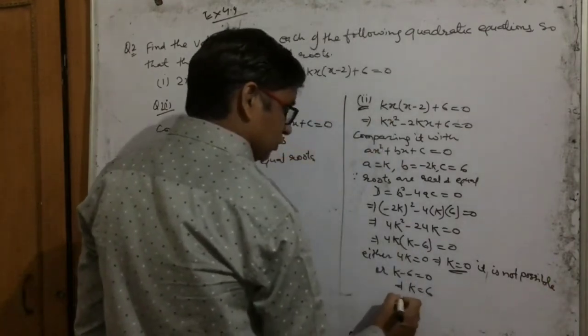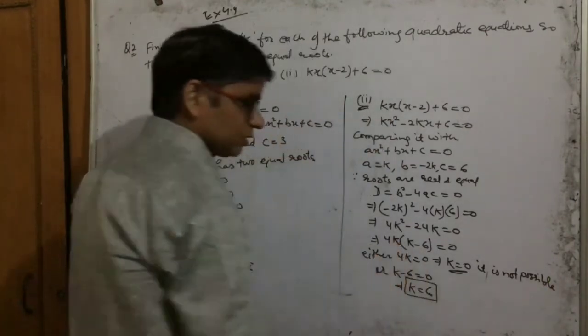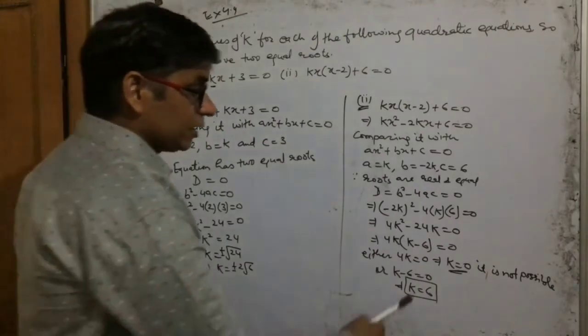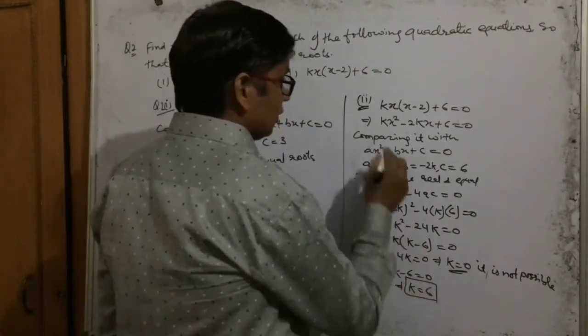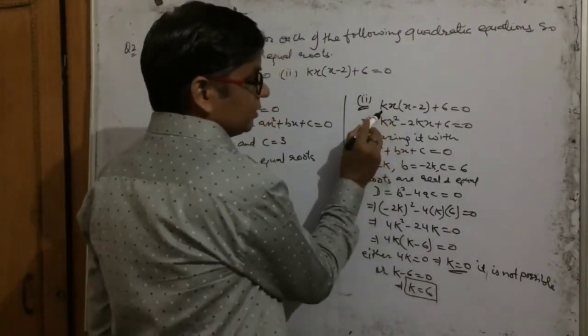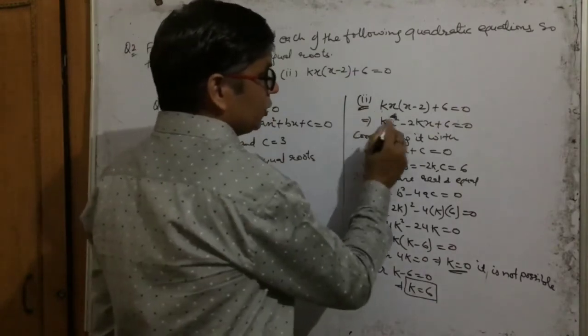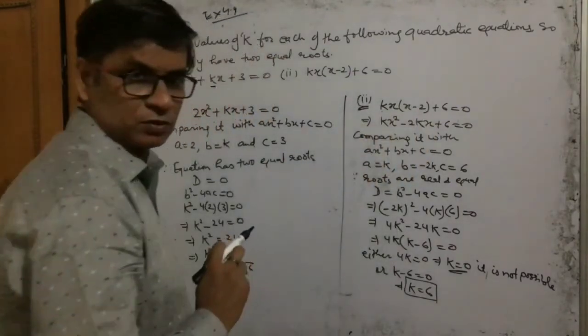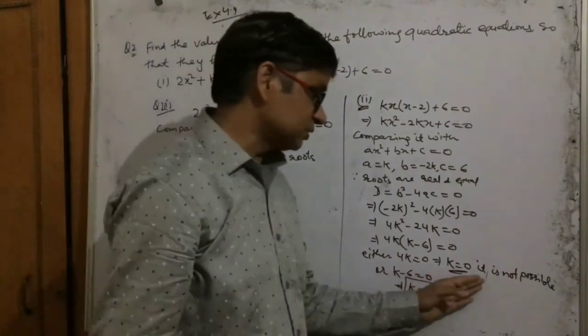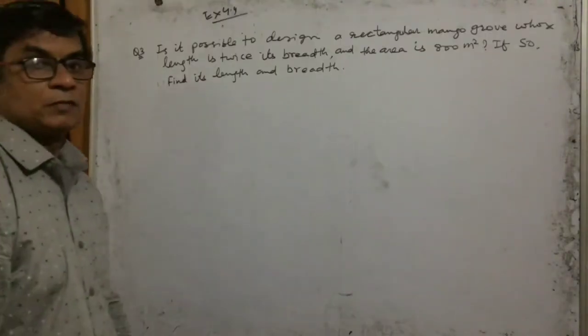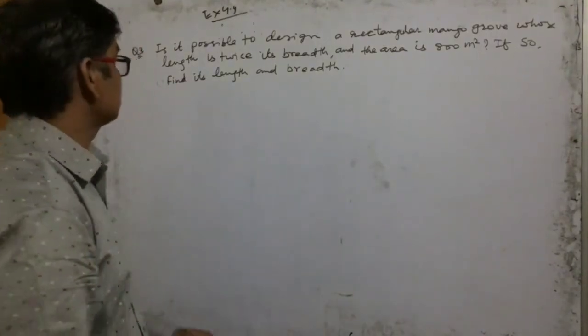So our answer is k equals 6. k equals 0 can be rejected, because if we place k equals 0 here, then the whole equation becomes 0. Now question number 3 of this exercise.